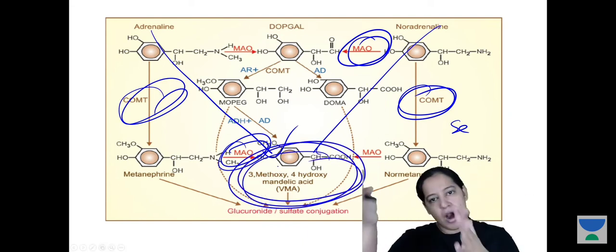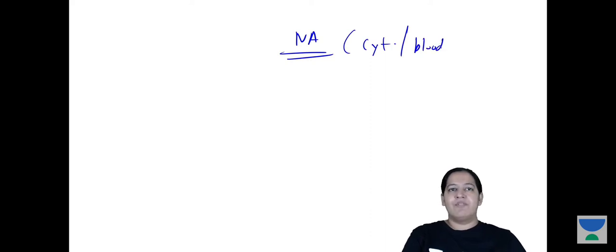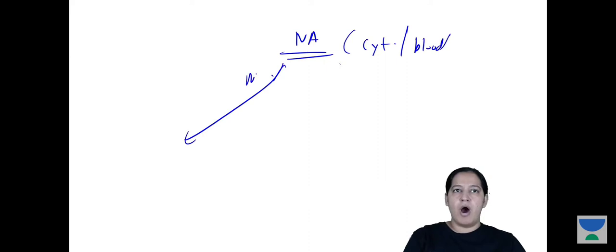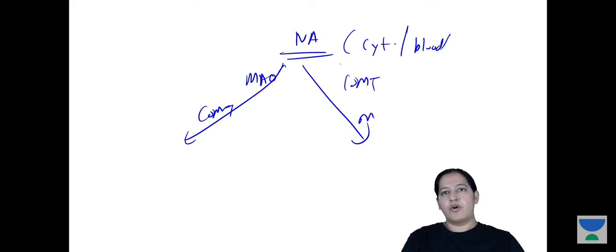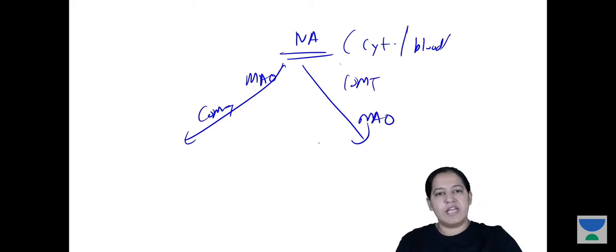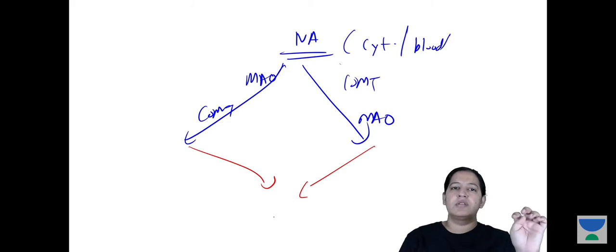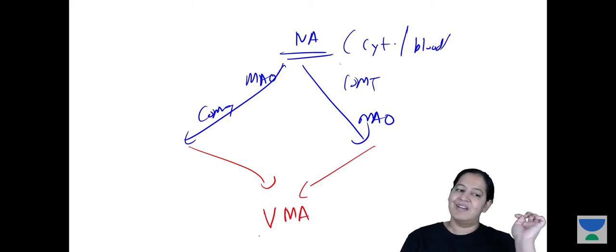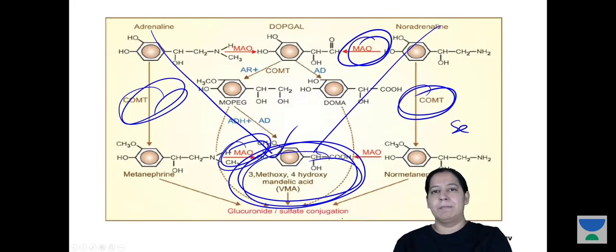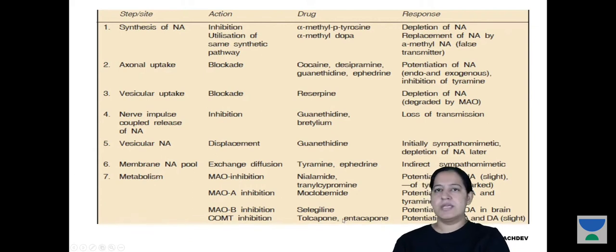So this is the whole story. This is noradrenaline. This noradrenaline is present either in the cytoplasm or in the blood. So two enzymes will act on it. Either first MAO, then COMT, or first COMT, followed by MAO. Whatever sequence takes place, the ultimate product formed in both these scenarios is vanillyl mandelic acid. So that is the summary. I tried my best to simplify it. The whole theory is from KDT only.